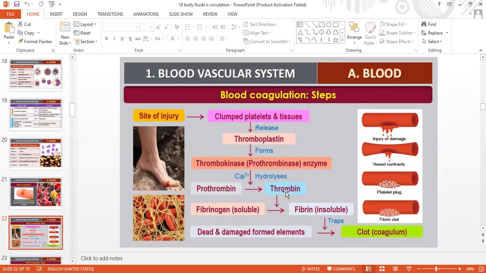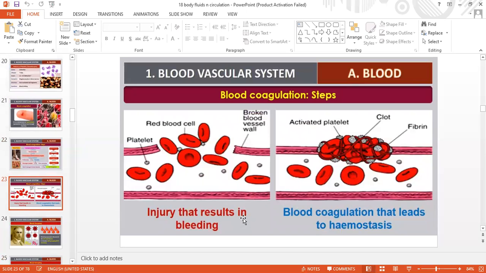Now, this thrombin converts fibrinogen, which is already present in the blood in the soluble form, into fibrin, which is insoluble. This insoluble fibrin traps the dead and damaged formed elements and forms a clot. So, these are the steps of coagulation of blood. Children, if the question comes for coagulation of blood and you write all these steps, you get full marks in the boards. You can see over here also the injury, as a result bleeding is taking place, and then the platelets get activated and fibrin is being formed. That fibrin traps the damaged platelets, and the blood gets coagulated.